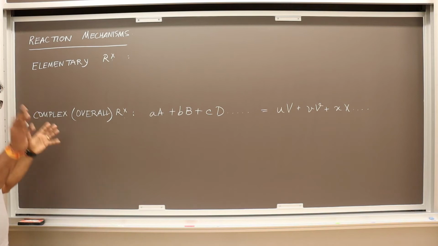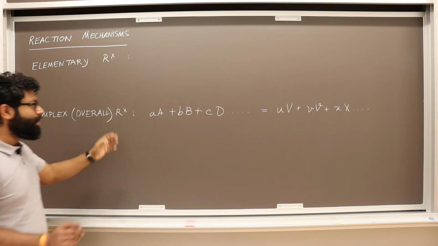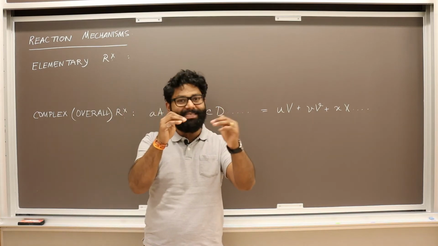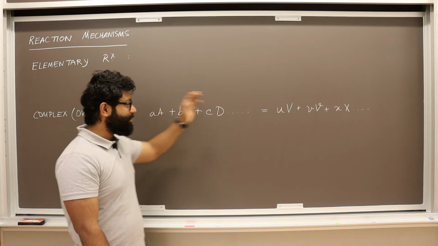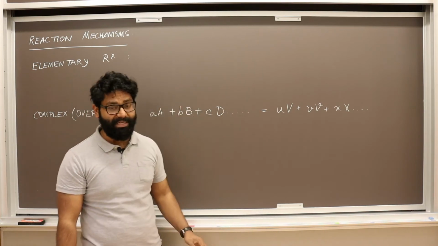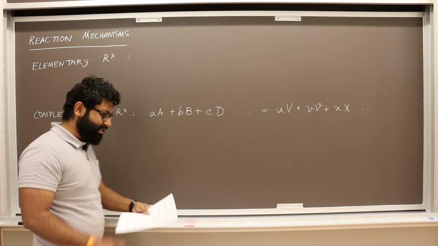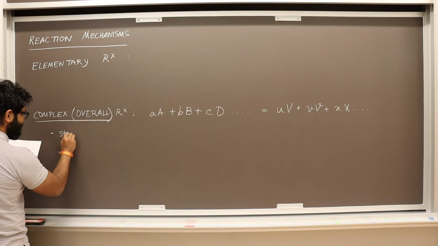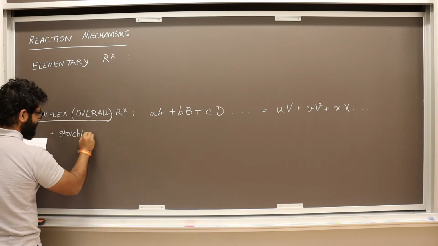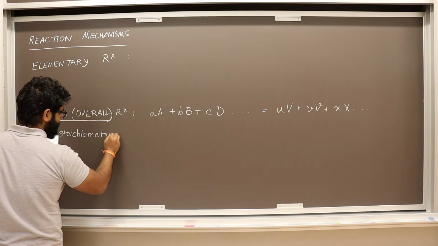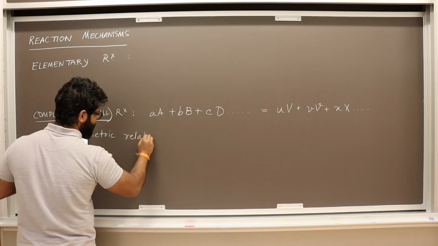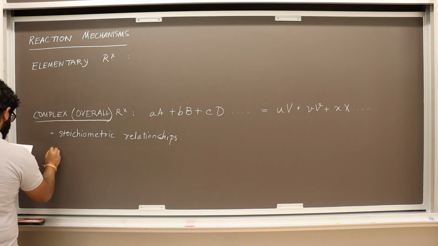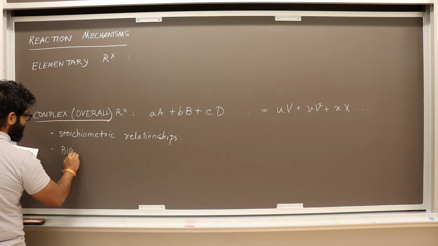It's a complex overall big picture scenario that just tells you the start and the finish. That's it. It is not telling you about all the small things that happened when you started with this and then reached here. So it is not telling you the intermediates, right? It is not talking about any of the intermediates. This is just giving you the stoichiometric relationship between the reactants and the products, okay? It is giving you a big picture. I call this the big picture equation.